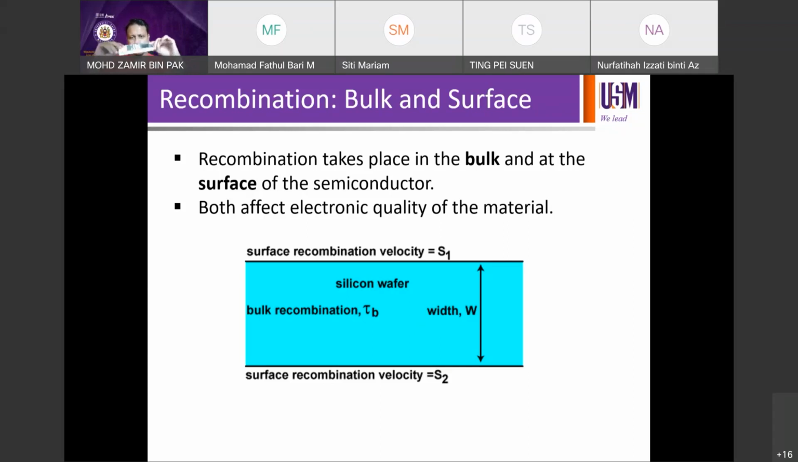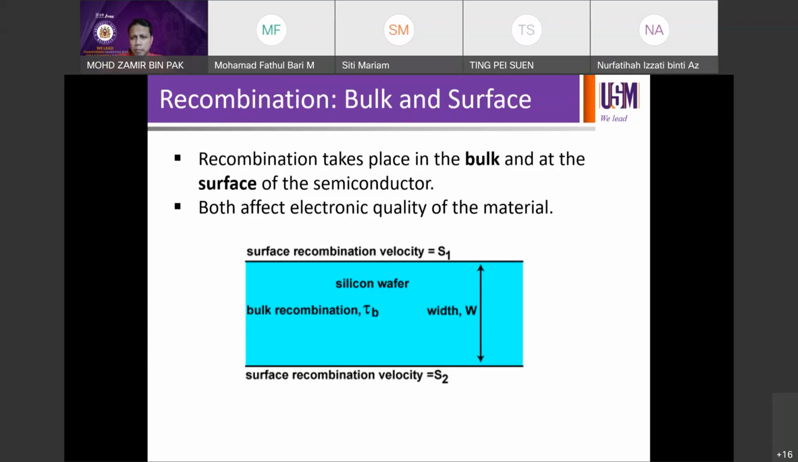So your recombination may happen in the bulk. If your bulk is 10 micron, then your bulk is only 10 micron, even though it's thin. The bulk refers to the volume that you have. And the other recombination is called surface recombination. So bulk recombination is inside, and surface recombination is on the surfaces.